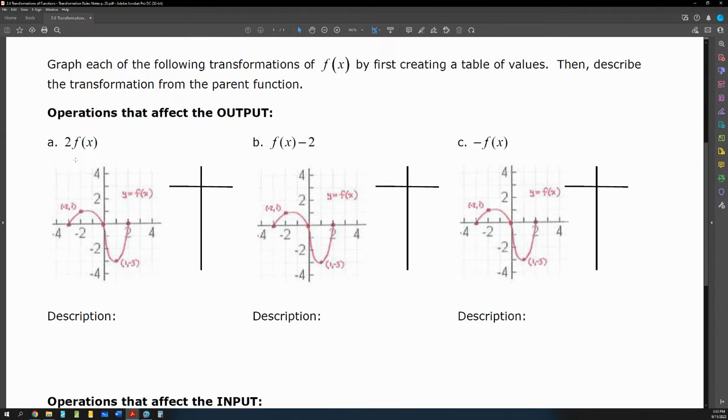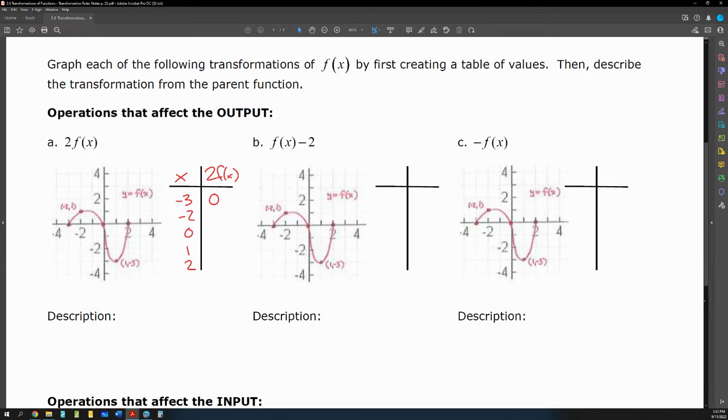So let's first consider operations that affect the output. Looking at this here, we have 2 times f of x. If I were to construct a table of values, we would have x, 2f of x. All of our x values are the same, so we have -3, -2, 0, 1, and 2. But then all of our function outputs are going to be doubled.